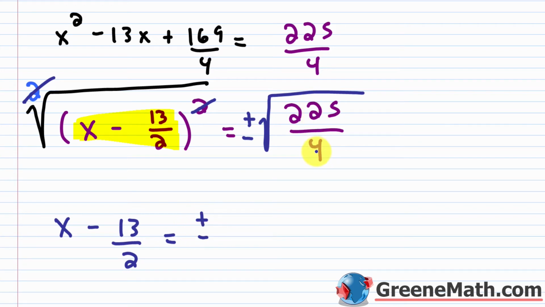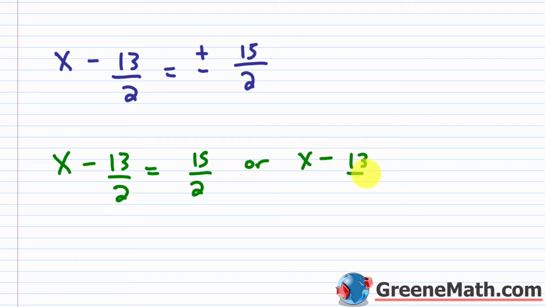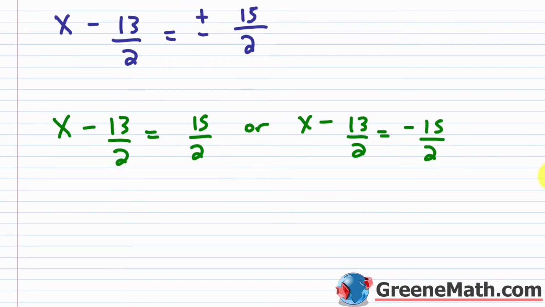You can split this up legally. So you can say the square root of 225, which is 15, over the square root of 4, which is 2. So I've got my two different equations to work on. You're going to have x minus 13 halves equal to 15 halves, and x minus 13 halves equal to negative 15 halves. So let's set those up: x minus 13 halves is equal to 15 halves, or x minus 13 halves is equal to negative 15 halves. Let's solve these and we'll have our solution.